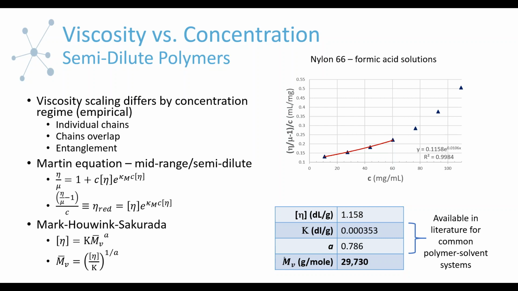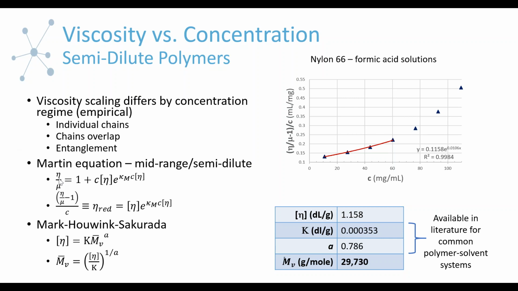And then ultimately, at high enough concentrations and at high enough molecular weights, you can have chain entanglement. So there's an equation, the Martin equation, that can be used in this mid-range, what I'll refer to as semi-dilute. This isn't extremely rigorously defined. It's beyond the limit of infinite dilution, starting into the area of chain overlap, but certainly well below the concentration where you would have chain entanglement. So it's this mid-range, loosely defined as the semi-dilute range.